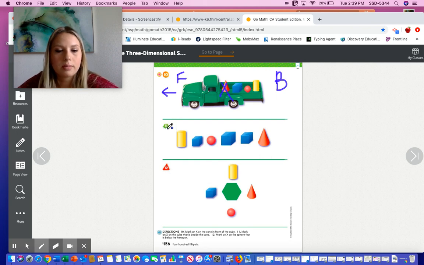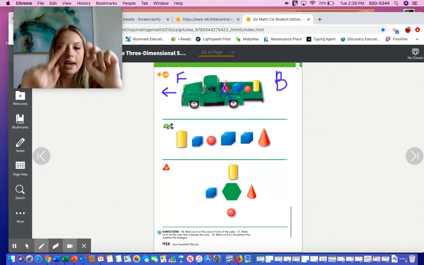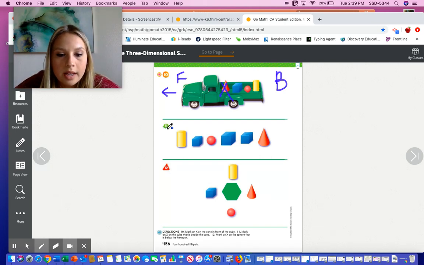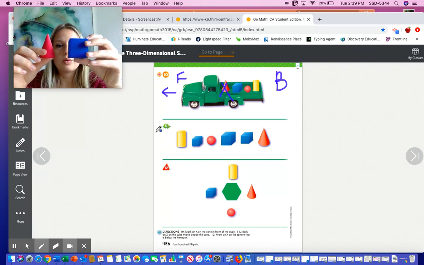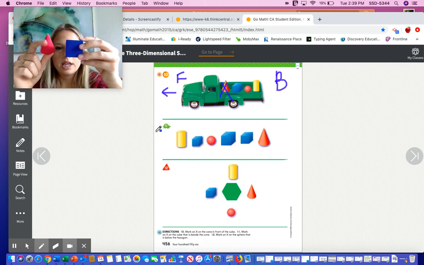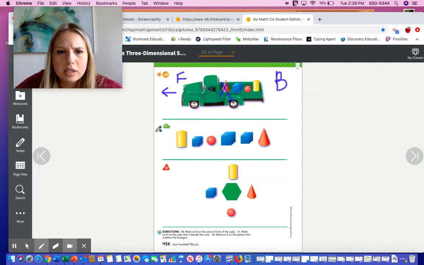Find green turtle number 11. Put your finger on green turtle number 11. Mark an X on the cube that is beside the cone. So we're looking for a cube that's beside the cone. And I see more than one cube. Let's take a look. I see a cube here, and a cube here.